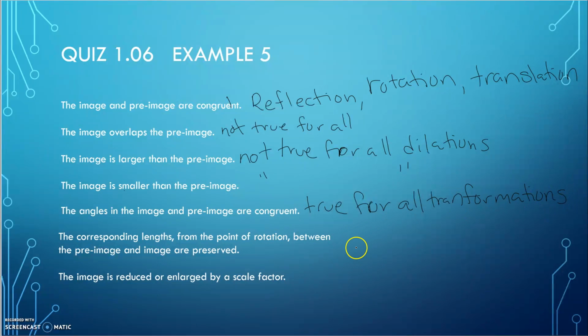All right, the corresponding lengths from the point of rotation between the pre-image and the image are preserved. So when you rotate, you don't rotate for any other transformation. So this can only be talking about rotation, but from the point of rotation, the length stays the same for every point. And this is true for all rotations.